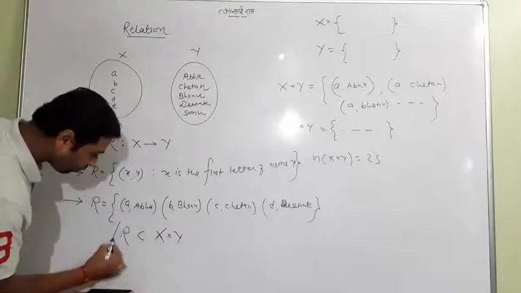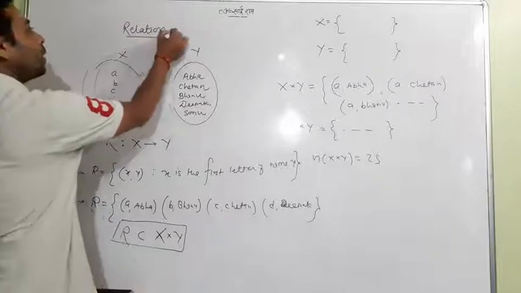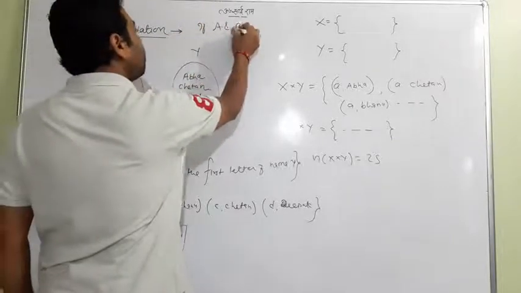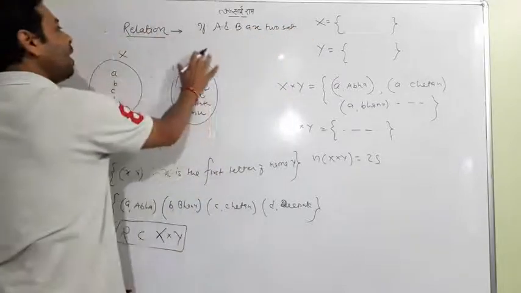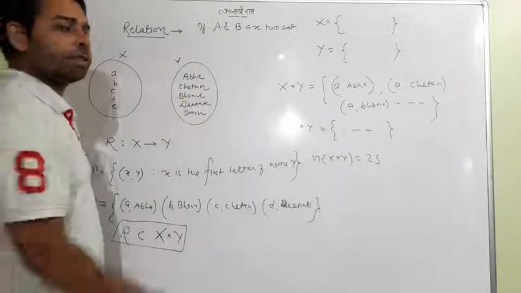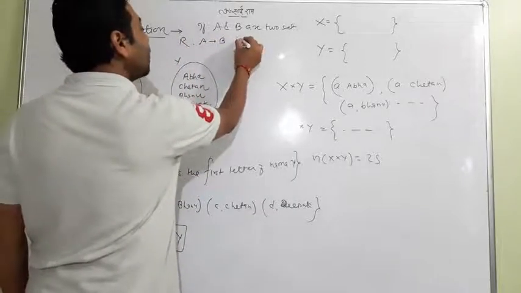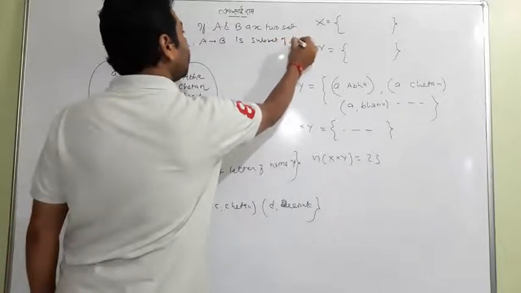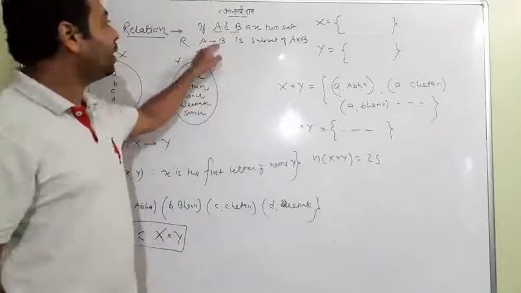Now it is a specific definition. What is the definition of R? I would say that if A and B are two sets, then a relation from A to B is nothing else but a subset of A cross B. If A and B are two sets, what is the relation from A to B?